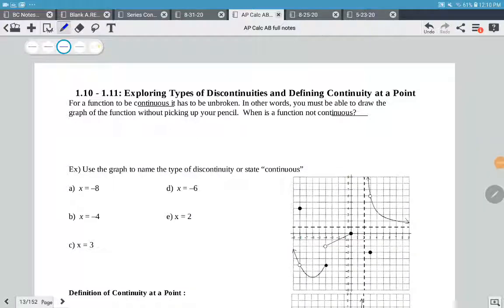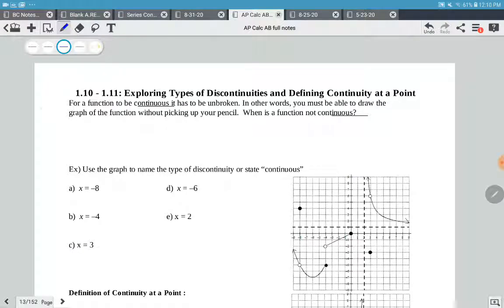Hey guys, continuing on in Unit 1, we're going to look at exploring types of discontinuities and defining continuity at a point. Okay, so we kind of casually said that if a function is continuous, then to find the limit, you can just use direct substitution, right? But what does it mean to be continuous? We do have a technical definition.